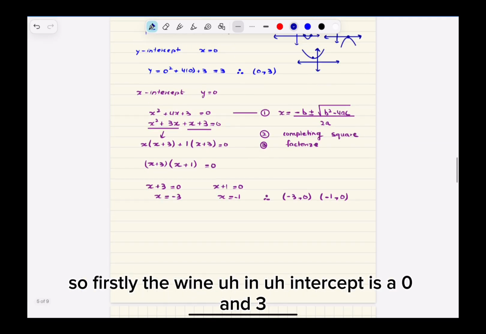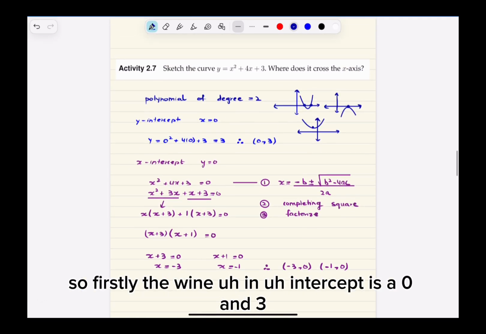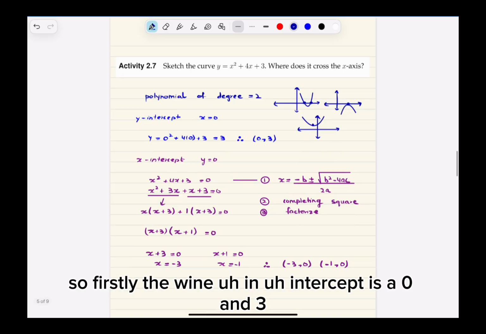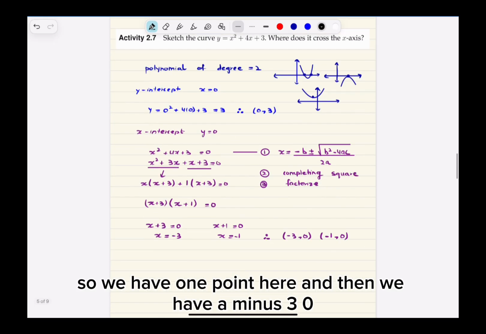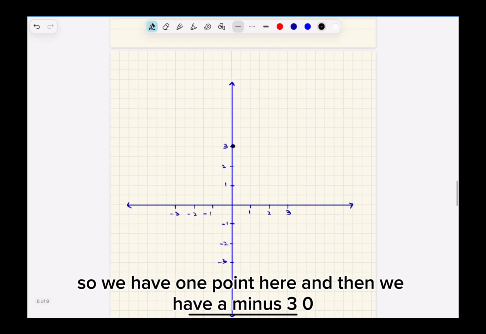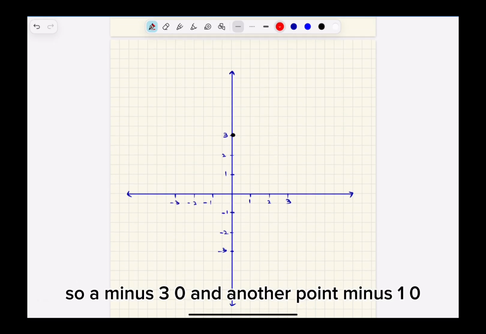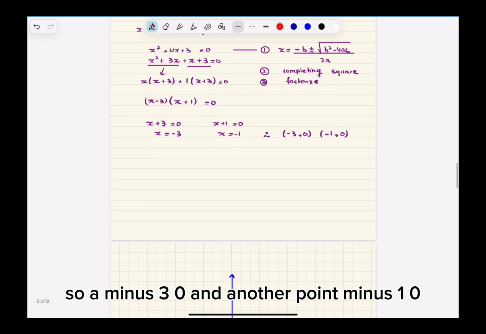Okay, so firstly the y-intercept is (0, 3). So we have 1 point here. And then we have (minus 3, 0). So (minus 3, 0), and another point, (minus 1, 0).